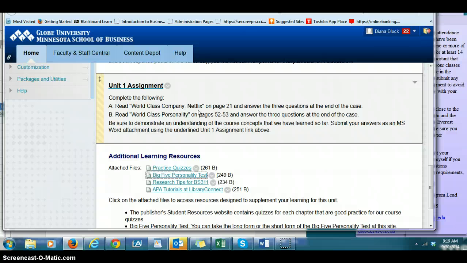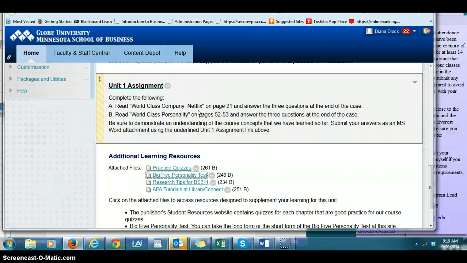So remember, when you answer the questions at the end of the case, we're looking for you to use specific terms, concepts, and theories from chapter 1. We're not looking for you to quote the case. We're wanting you to take the information in the case and see which concepts throughout the chapter apply to it.